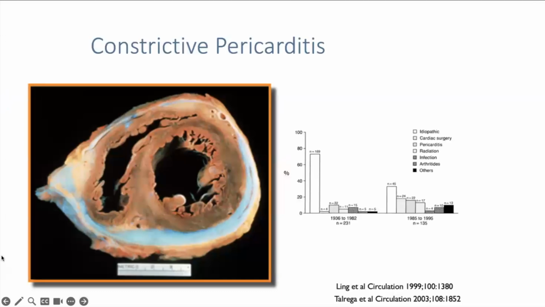The second thing I wanted to talk about is the constriction. Constrictive pericarditis is somewhat similar to tamponade, but the reason behind it is not fluid, but thick, fibrous pericardium. And what you see here is the chambers look relatively fine, but the patient has issues with hemodynamics and filling because of the constrictive pericarditis.